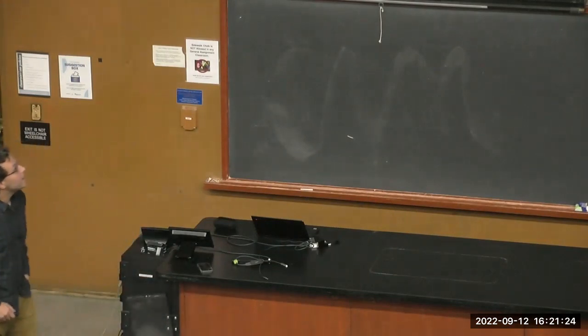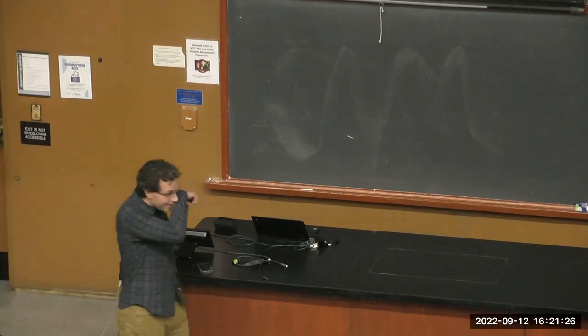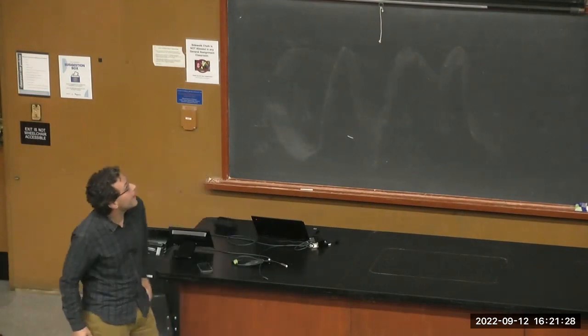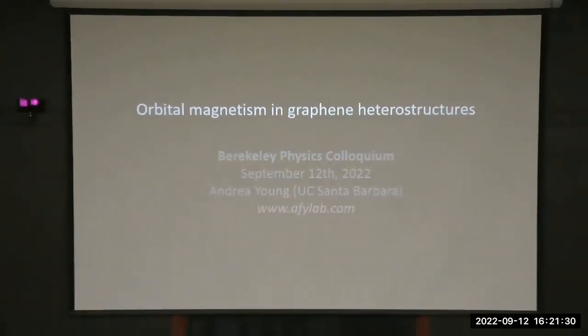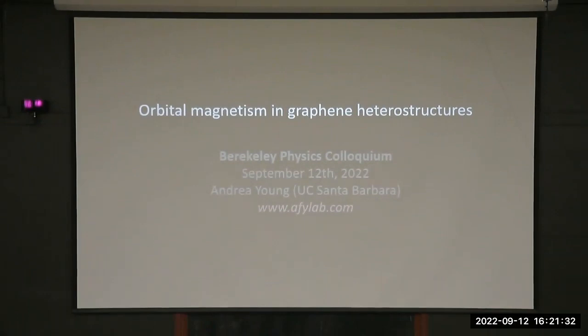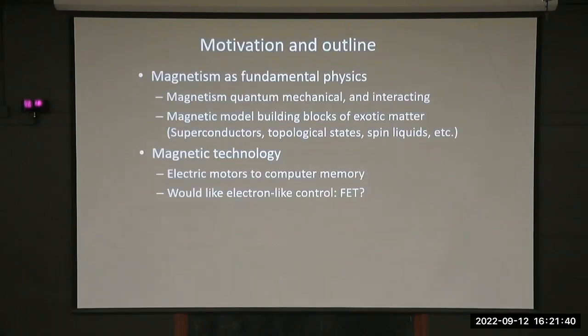So the talk I'm going to give today is about orbital magnetism in graphene heterostructures. And just as a disclaimer, this is not going to be in any way a historical presentation of this material, but just try to give a sort of coherent story. So apologies if things are not cited in order and so on.